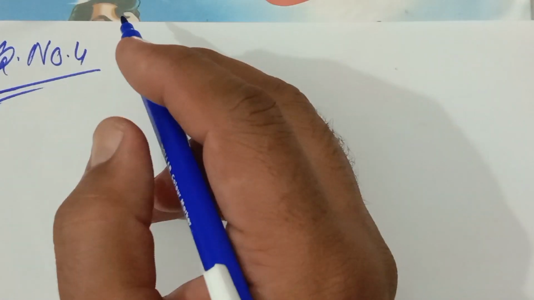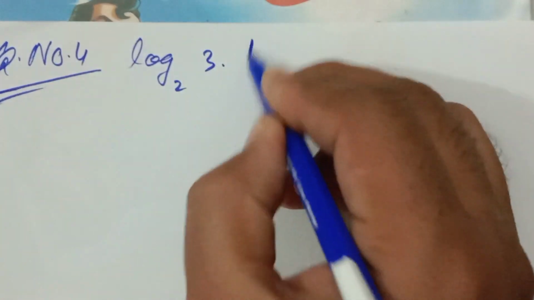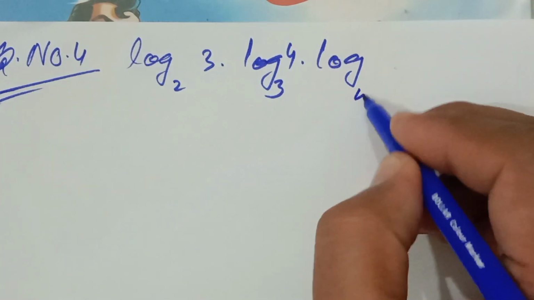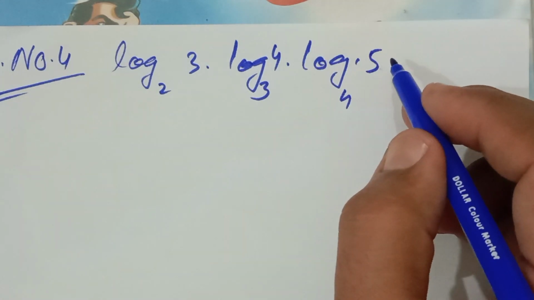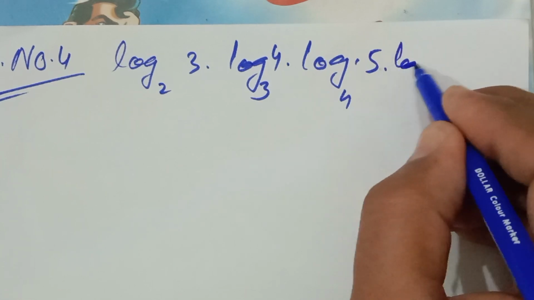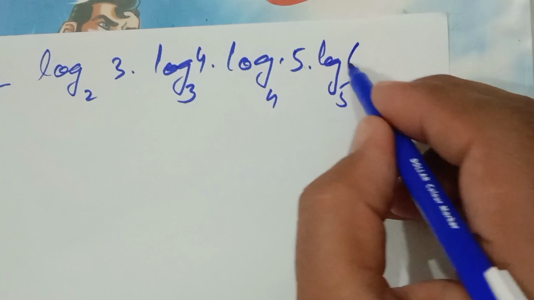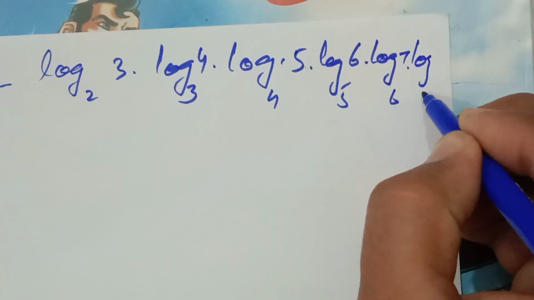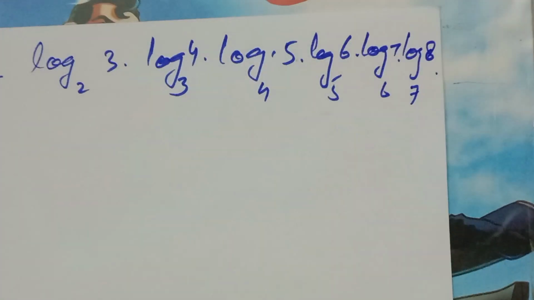If we also apply the second rule, we can shrink it to find the value of the unknown. Question number 4, we can also solve it like this: log with base 2 of 3, log with base 3 of 4, and log with base 4 of 5. By the second method, I am going to solve it: log with base 5 of 6, log with base 6 of 7, and log with base 7 of 8.